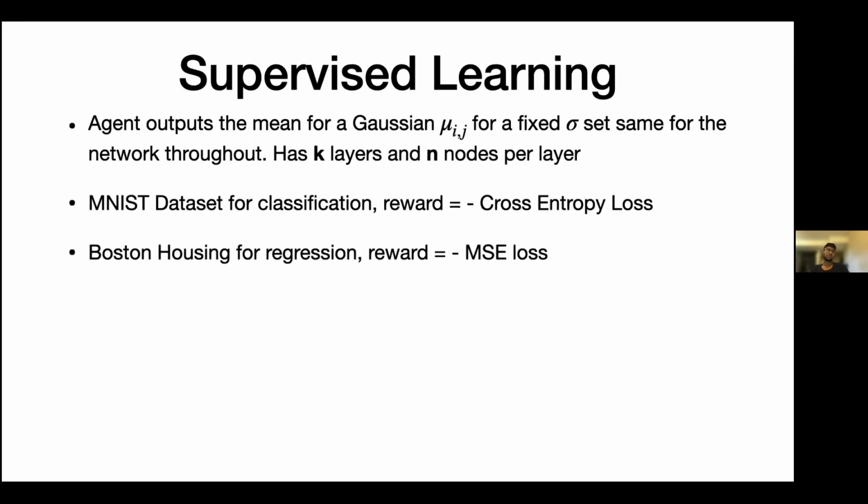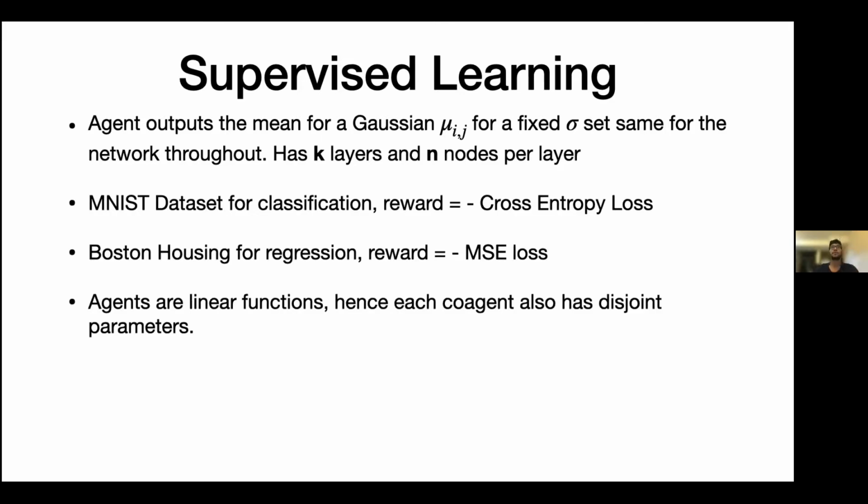We try two data sets, MNIST and Boston housing. For MNIST, we use a reward of minus cross-entropy loss. For Boston housing, because it's a regression data set, we use a negative mean squared error loss. In these experiments, the agents are linear functions. Even though we're treating each layer as an agent, because it's a linear function, the parameters for each node in the linear function are also disjoint.